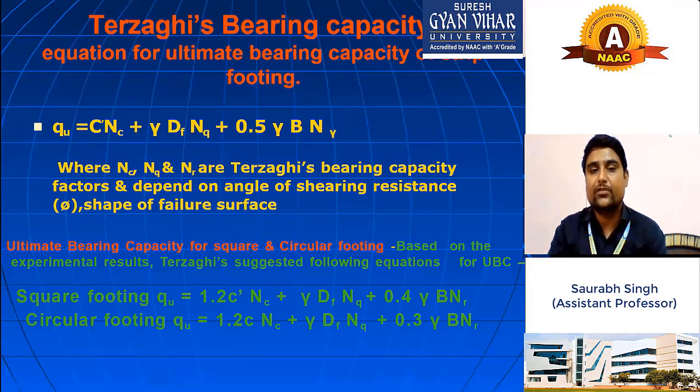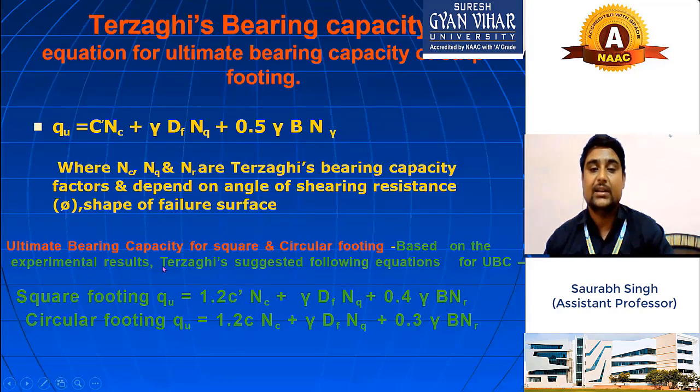And this is the formula, as you can see here: q = c' Nc + γ Df Nq + 0.5 γ B Nγ, where Nc, Nq and Nγ are the Terzaghi bearing capacity factors and depend on the angle of shearing resistance phi and the shape of the failure surface. And this is also the ultimate bearing capacity for square and circular footing, which is based on experimental results.